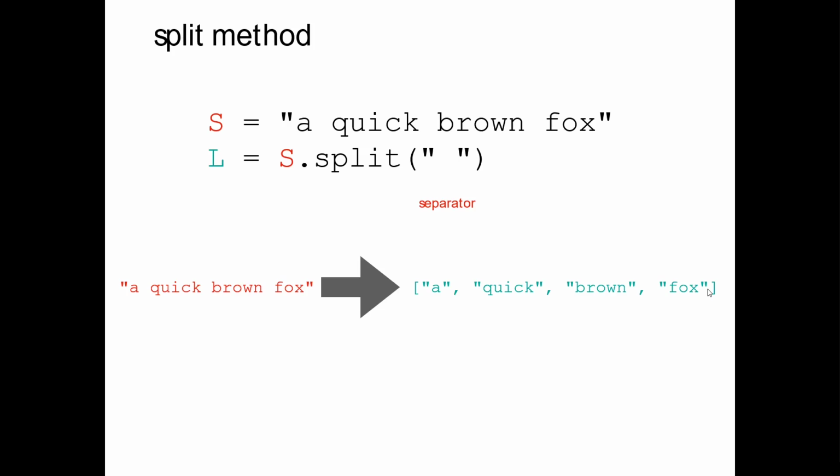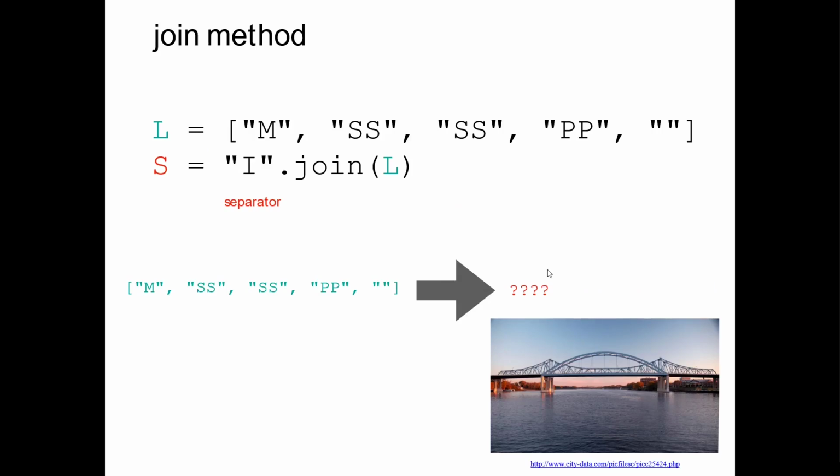All right, and then going backwards, the join method is also a string method. So it's going to take a string, .join, and then this takes another argument. This is the list that we'll be joining together with this separator in between all of them. So take a second, think about what joining this sequence of letters, this list of strings, with the separator I is going to give us.